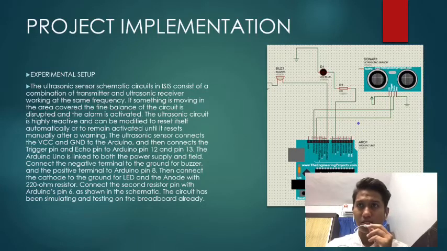For the ultrasonic sensor, connect the VCC and ground to the Arduino, and then connect the trigger pin and echo pin to Arduino pin 12 and pin 13. The Arduino Uno is linked to the power supply. Connect the negative terminal of the buzzer to ground and the positive terminal to Arduino pin 8. Then connect the cathode of the LED to ground and the anode to a 220 ohm resistor. Connect the second resistor pin to the Arduino pin as shown in the schematic. The circuit has already been simulated and tested on the breadboard.